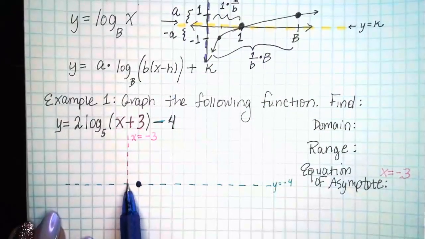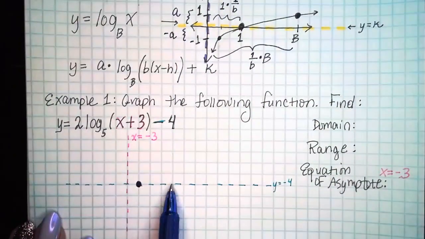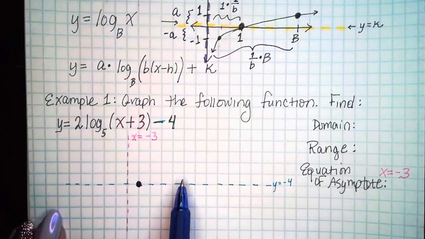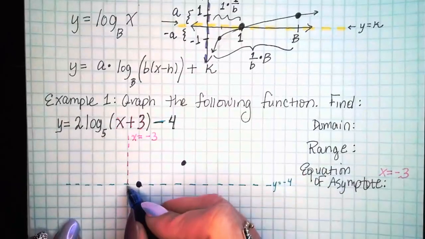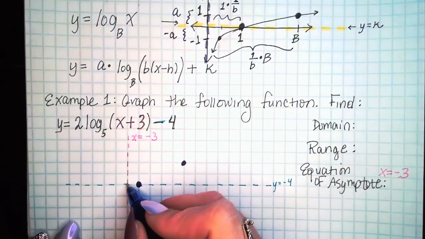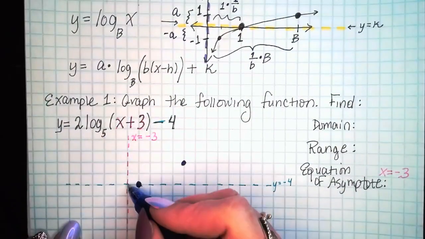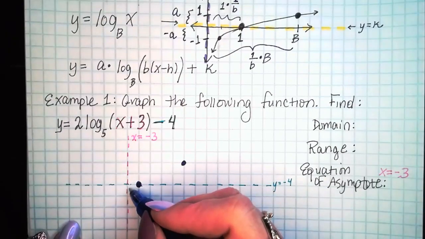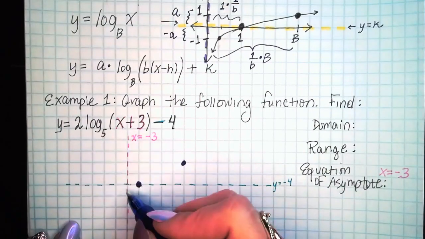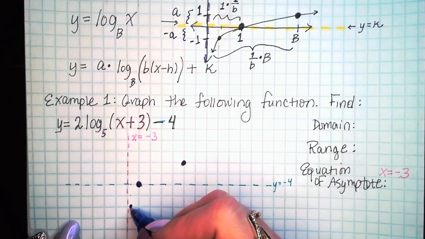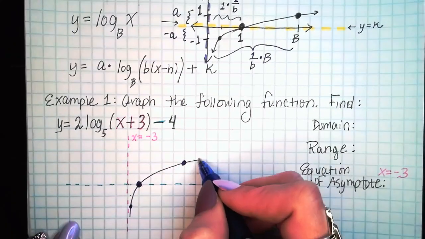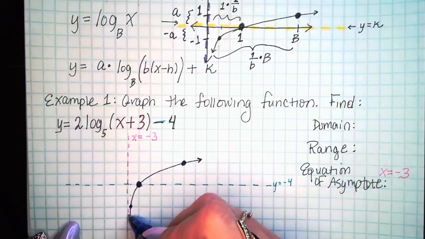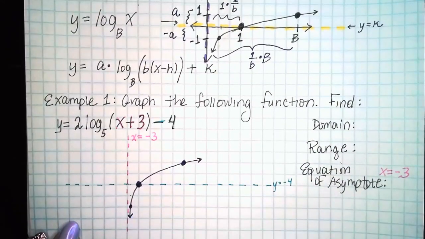So if I go from here, the crosshair, 1, 2, 3, 4, and 5, I would go up normally 1, but there's a stretch of 2, so I go up 2 units. And then if you really want the third point, you would go over the reciprocal of the base, 1 over b, which is 1/5, down 1 times 2 because of that stretch, so down 2. That gives me these 3 points, and I'm going to draw in my logarithmic function.